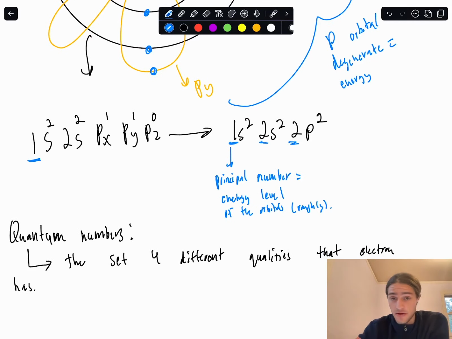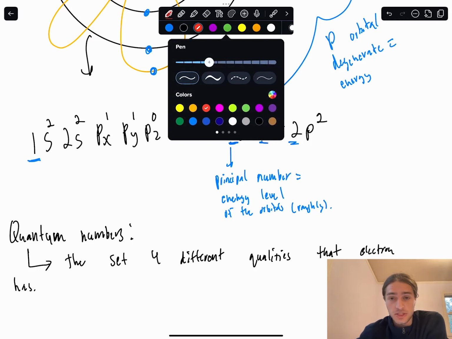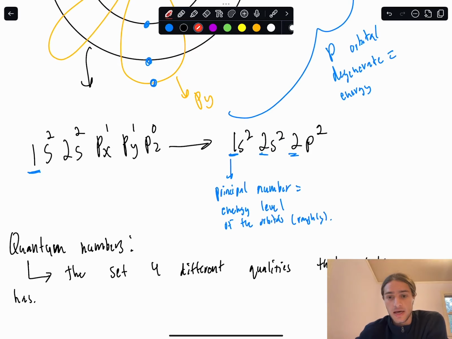And the second quantum number is just the flavor of the orbital. It's just the fact that it's an s, a p, or a d. It's called the azimuthal quantum number, but you don't even need to know that. Really, it's just referring to the s's versus the d's and the p's. This is the second number.